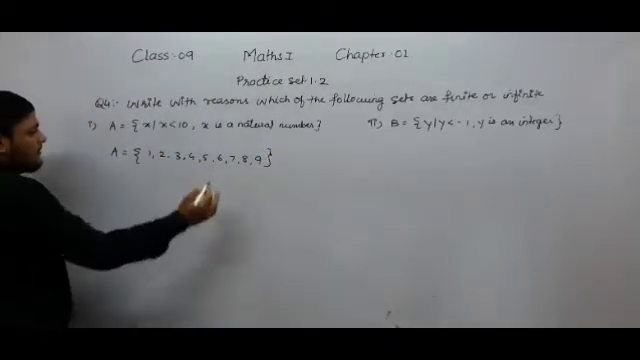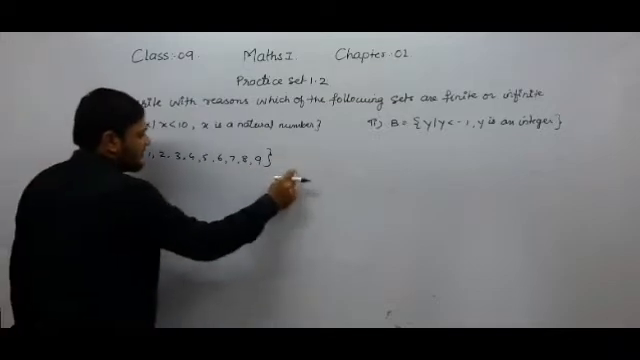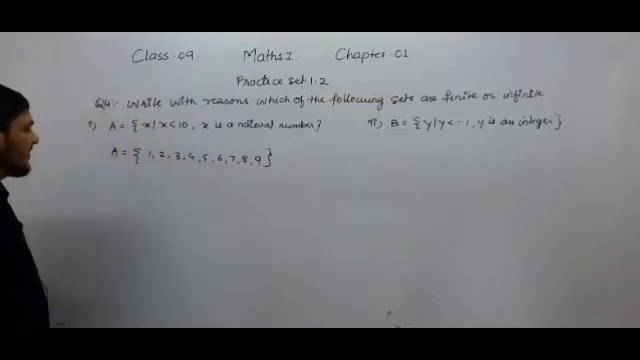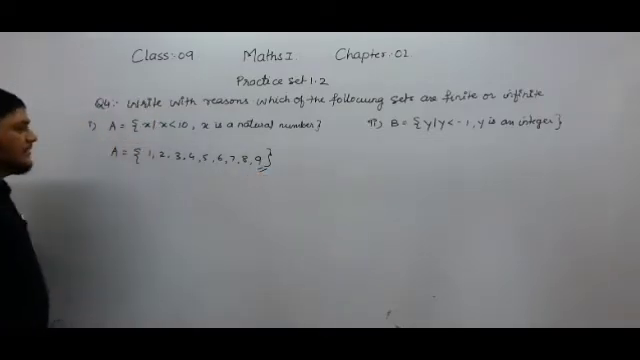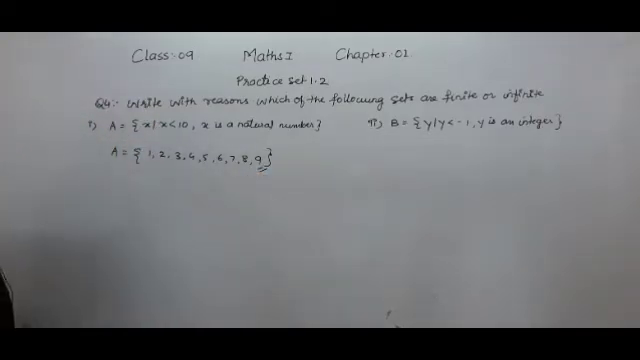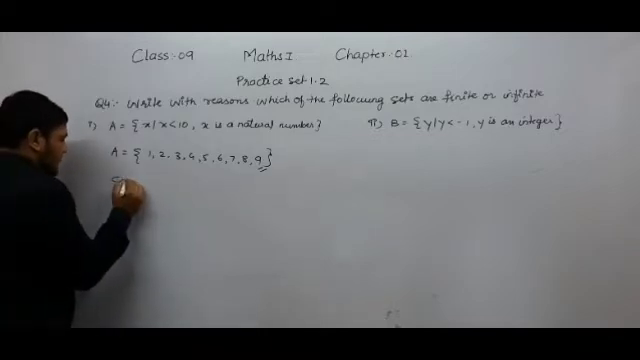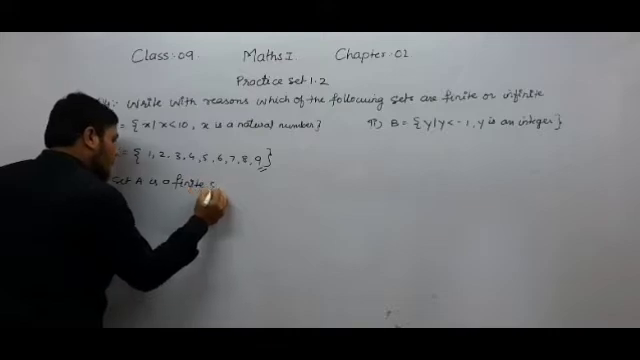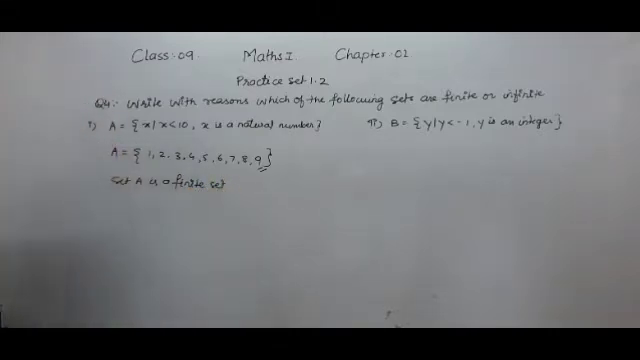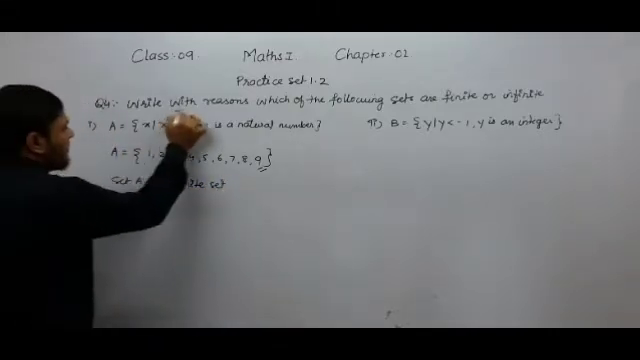So student, count the elements of this set. 1, 2, 3, 4, 5, 6, 7, 8, 9. There are 9 elements in this set. So this set is a finite set. Why? Because the elements are limited and we are able to count the elements of this set. So set A is a finite set, and we have to give the reason because we have to write with reasons.